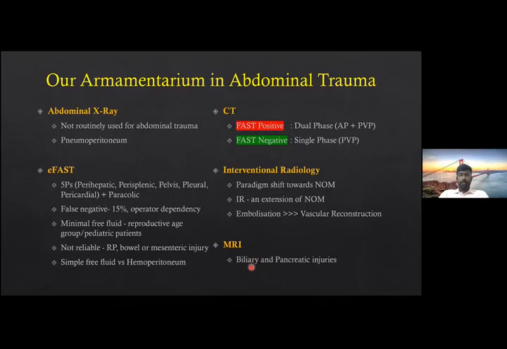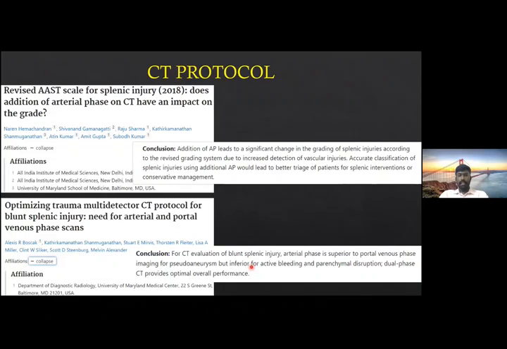So the CT protocol has been having revisions in the recent past, and there have been publications from both India and abroad, which talk about the requirement of an arterial phase, the addition of arterial phase in increasing the confidence of picking up vascular injuries in patients with splenic injury. So it is always preferable that whenever the patient is FAST positive, it is better to go for an arterial phase and a portal venous phase and further phases.